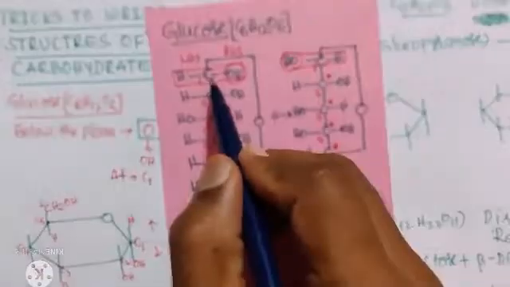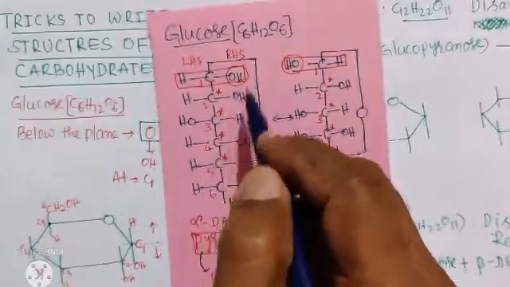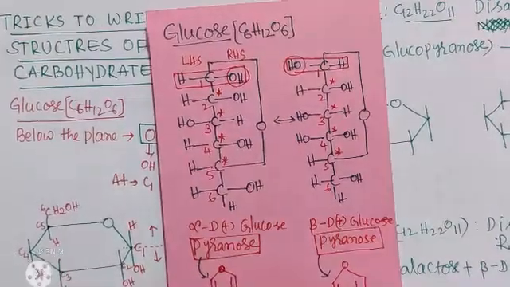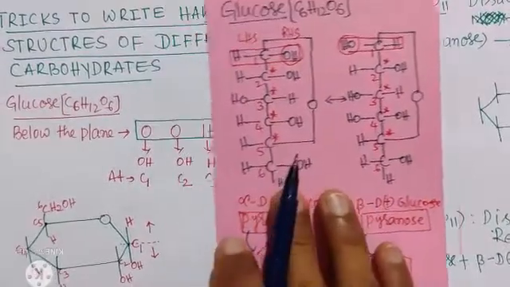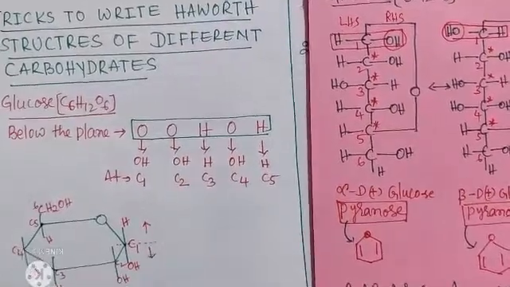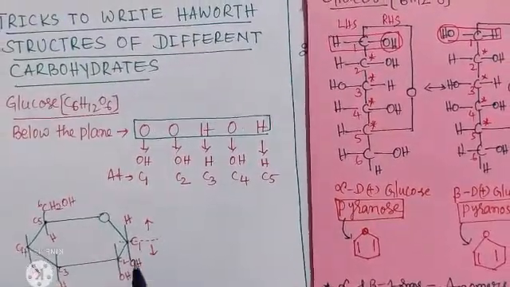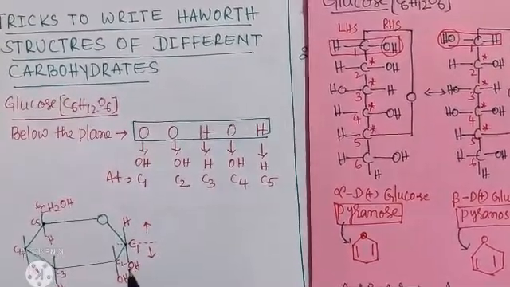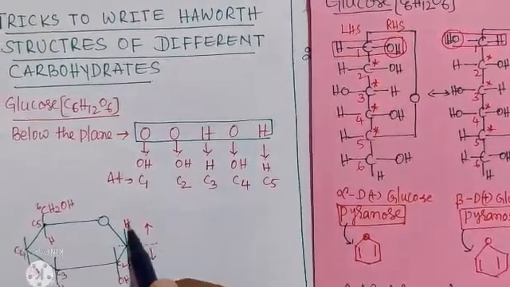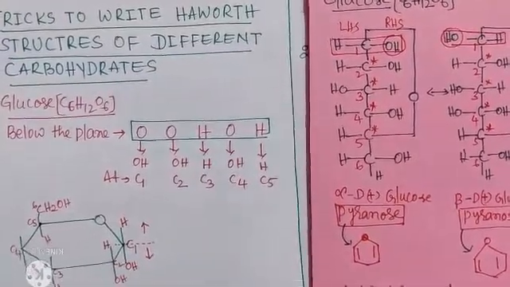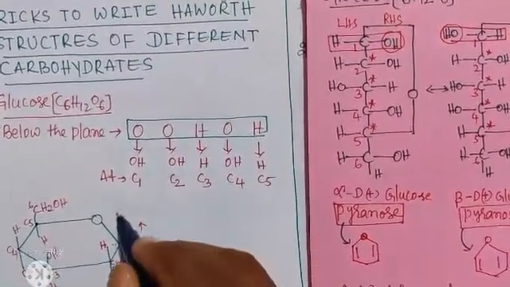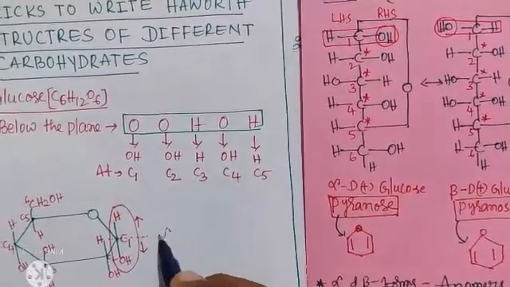See here, at the first carbon atom, all right hand side groups are below the internuclear axis. Left hand side groups are above the internuclear axis. Now based on this, only one simple formula: below the plane, OOHOH. Based on this we can write C1 OH, C2 OH, H, OH, H. Here OH is there, then H. OH is there, then on the opposite side H. H is there, on the opposite side OH. OH is there, this is H. Finished. Now this is the alpha form.